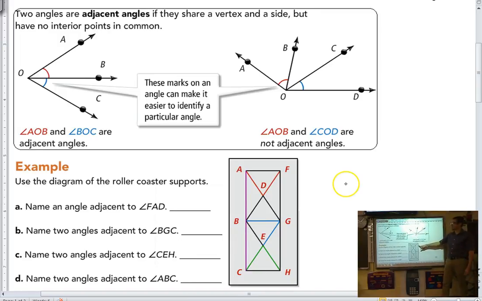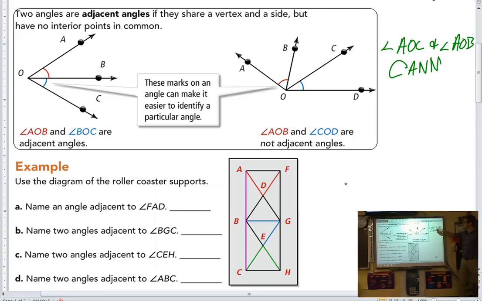But also, off to the side here, I'd like you to write that angle AOC and angle, what angle is inside of AOC? There's actually two of them. Justin? CJ? AOB cannot be adjacent because one is inside of the other. They cannot contain each other.